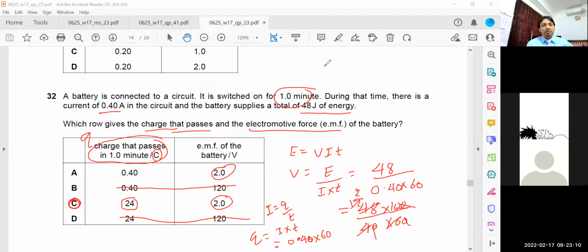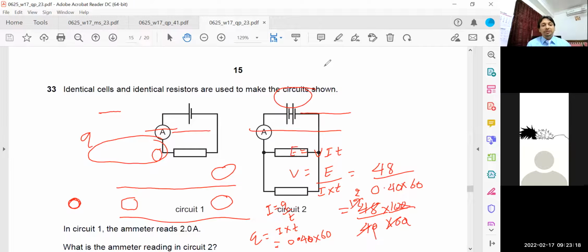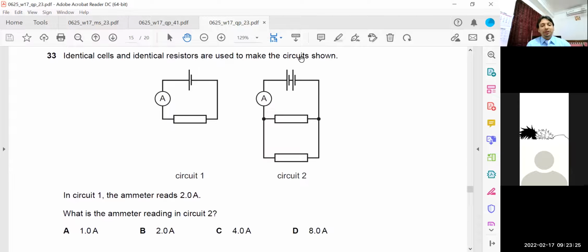And we have still 9 minutes before this meeting end. 9 minutes. Let's try to do the remaining 7 questions. Question 8. Identical cells and identical resistors are used to make the circuit shown in the diagram. And in circuit 1, the ammeter reads 2 ampere. What is the ammeter reading in circuit 2?